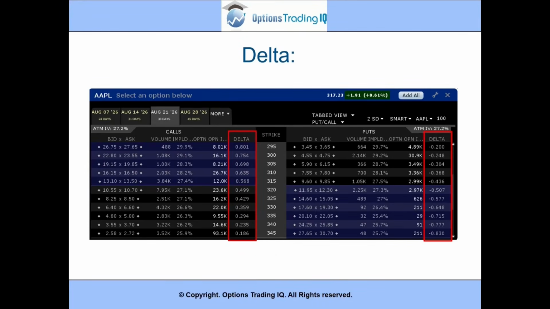Every broker platform shows delta in the option chain, positive for calls, negative for puts, and we can see how delta shrinks as we go further out of the money in the puts and further out of the money in the calls. The delta is getting smaller and smaller. Now, there's another important concept when it comes to delta, and that's called delta hedging. I'm not going to get into that today because I've got other videos on that topic that you might want to check out, and I'll link them in the description below.